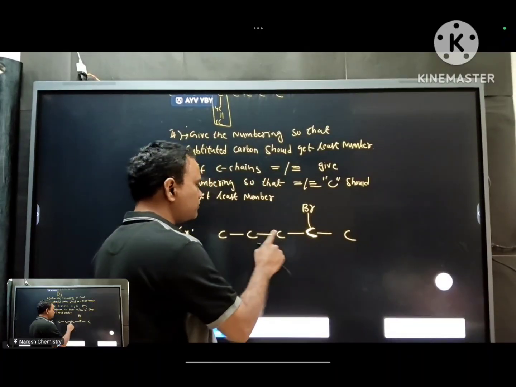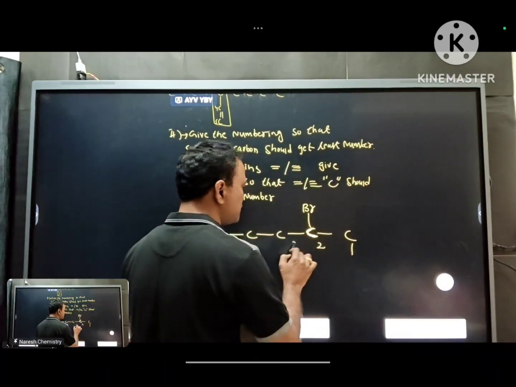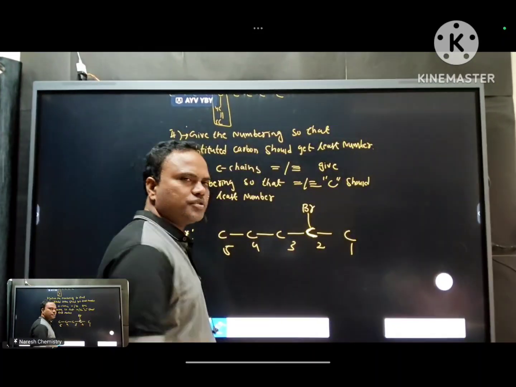So if we go like this, 1, 2, 3, 4, we are getting 4, but that is not correct. Go like this, 1, 2, 3, 4, 5. Now it is getting 2 only.